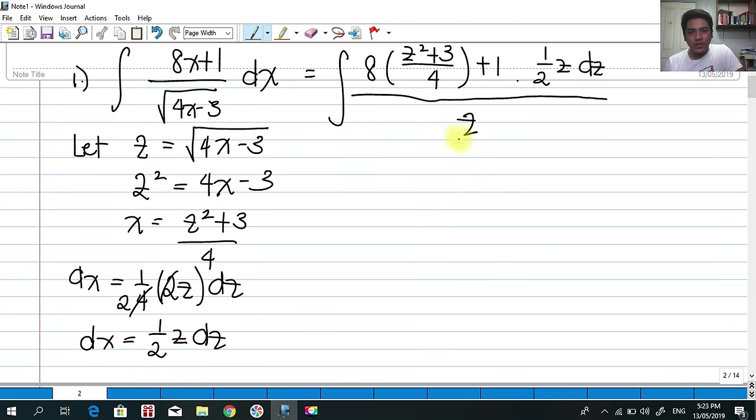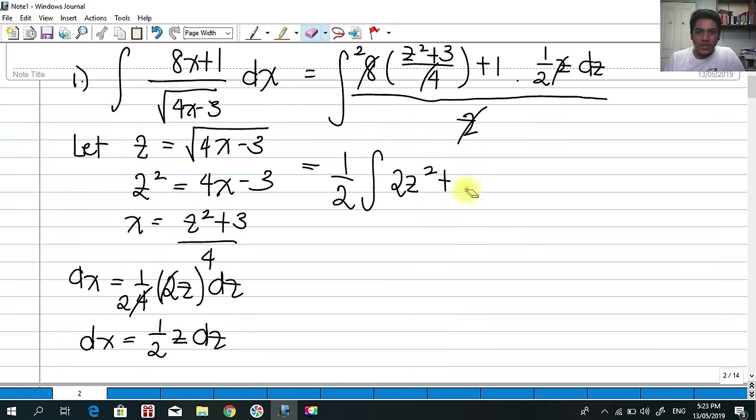As you can see here, the z's will simply cancel. Okay, and we can simplify this because it's a constant. So 8 divided by 4 is simply 2. Okay, if we're going to simplify that, we can factor out 1/2 outside of the integral. So we have now the 1/2 integral of, distribute 2 on this, 2z squared plus 3. Okay, I'm sorry, 2z squared plus 6, because 2 times 3 is 6, plus 1. That should be 7. Okay, dz.